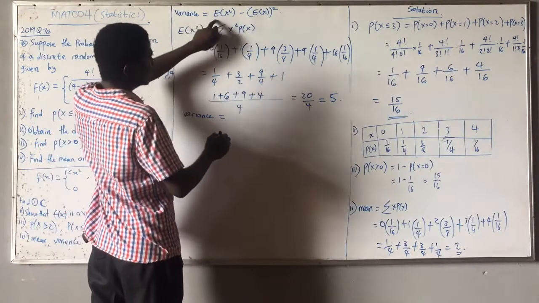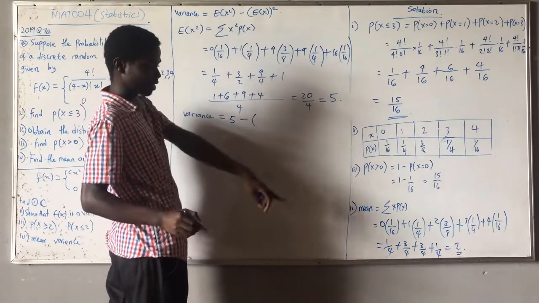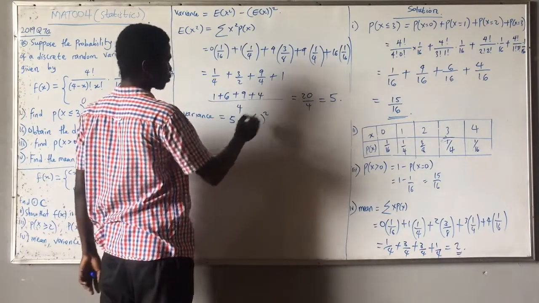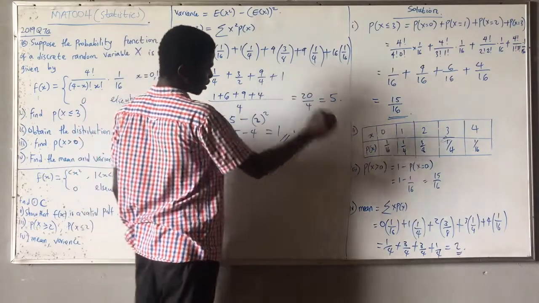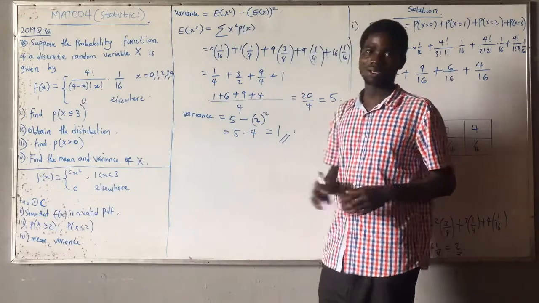So that means variance, which is equal to this, I have just looked for this one. The answer is 5 minus E of x, E of x is the expected value 2, that's the mean, all squared. So the answer is 5 minus 4, that is 1. So that means the variance of this distribution is 1.